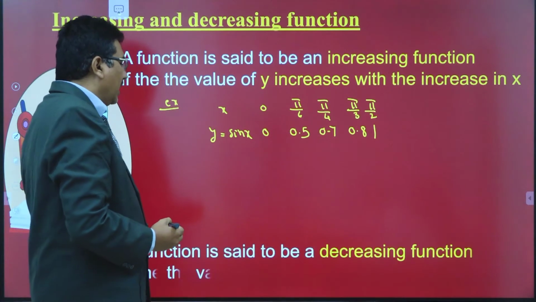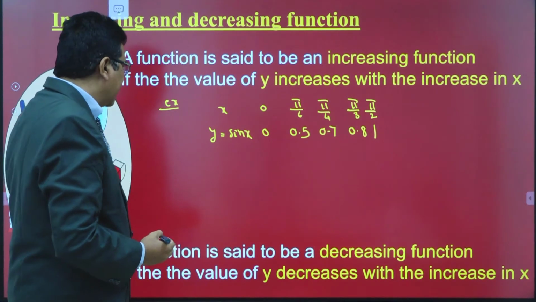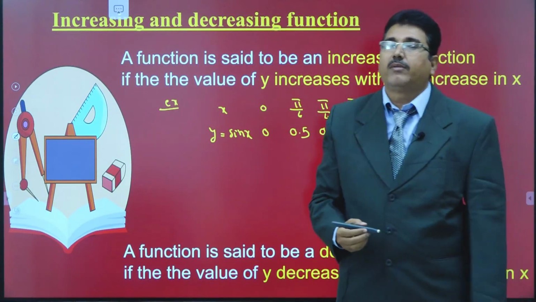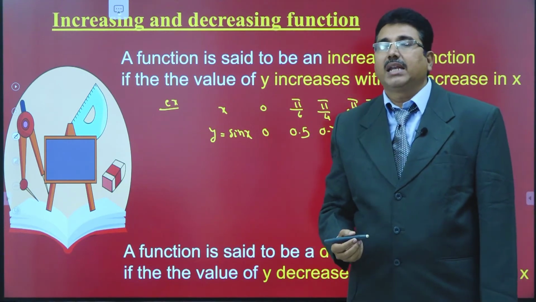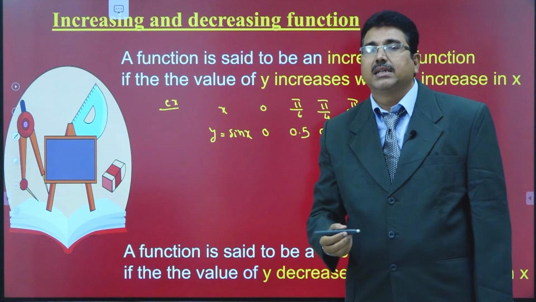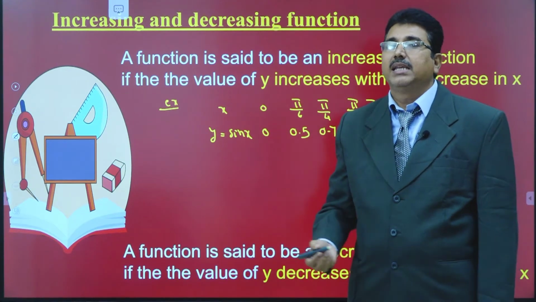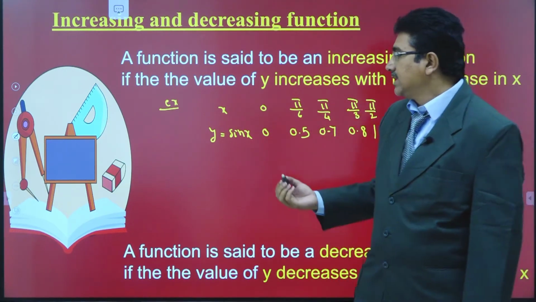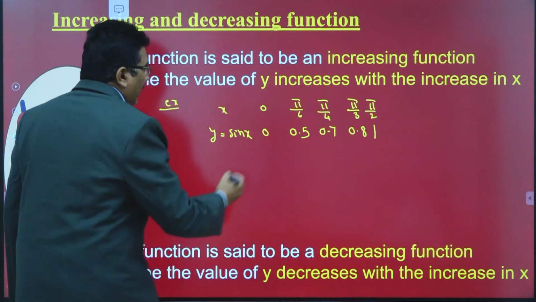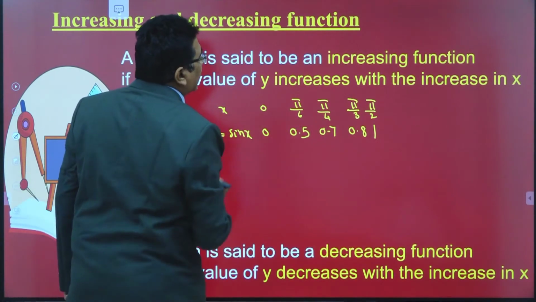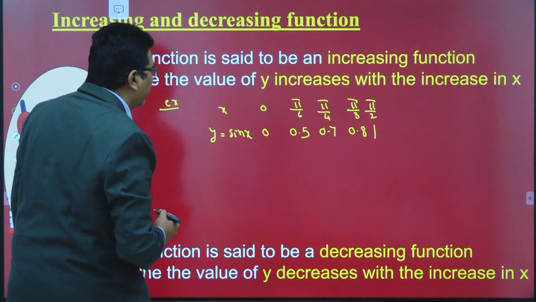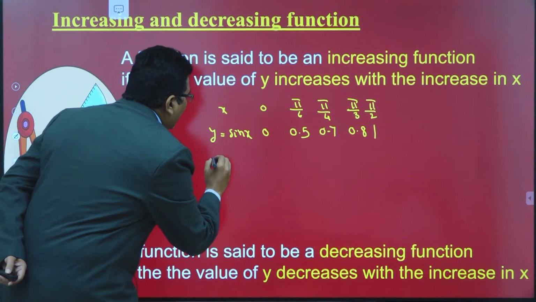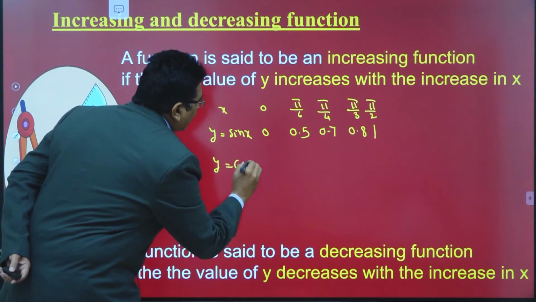Now, a function is said to be a decreasing function if the value of y decreases with the increase in x. If x increases, then y decreases. In this situation, the function is said to be a decreasing function. See one example. Same, the values of x are 0, pi by 6, pi by 4, pi by 3, pi by 2. Now, function y is equal to cos x.